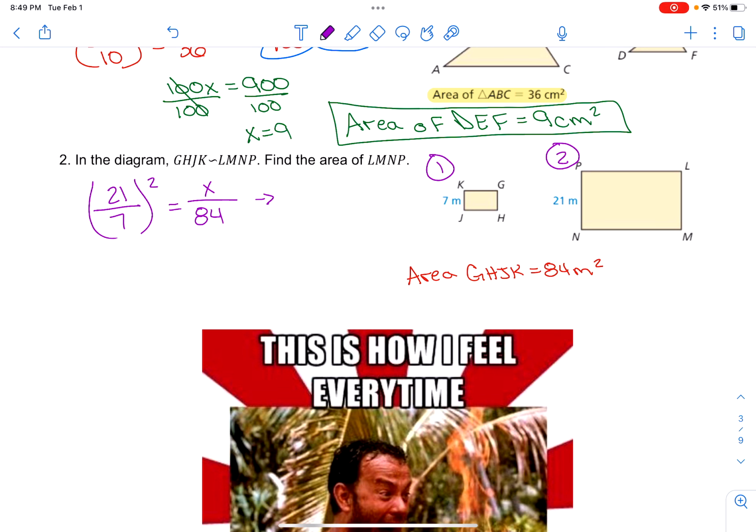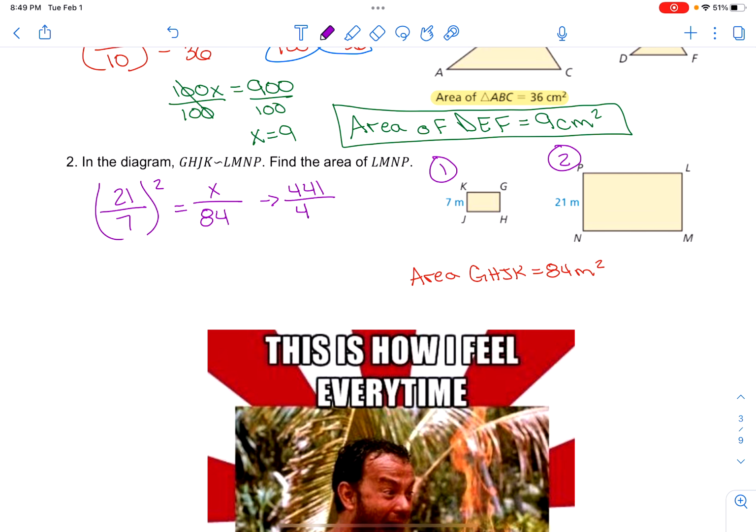We first have to simplify that square. So we have to do 21 squared. So 21 times 21 gives us 441. Again, this is probably a good spot to have simplified first, but I did not. And then 7 squared, 7 times 7 is 49. And then equals x over 84.